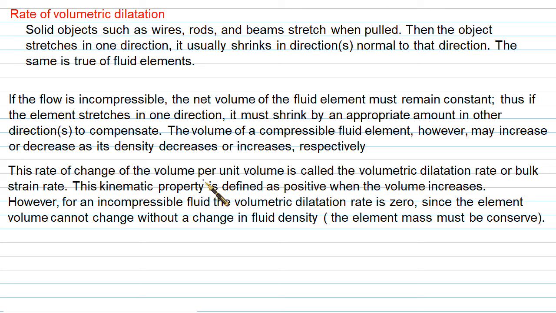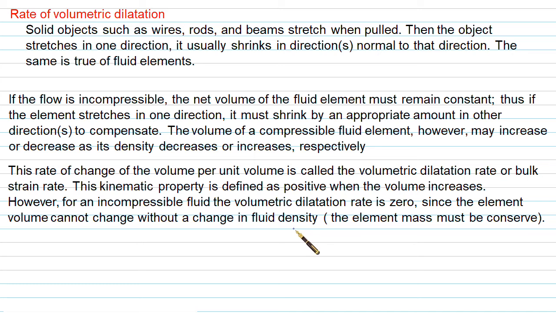Rate of change of volume per unit volume is called volumetric strain in machine design, and the same term is called volumetric dilation in fluid mechanics, or bulk strain rate. This kinematic property is defined as positive when the volume increases. However, for an incompressible fluid, the volumetric dilation rate is 0, since the element volume cannot change without a change in density. In the case of an incompressible fluid, the density remains constant, and therefore, since the mass has to remain constant, the volume change must be equal to 0.